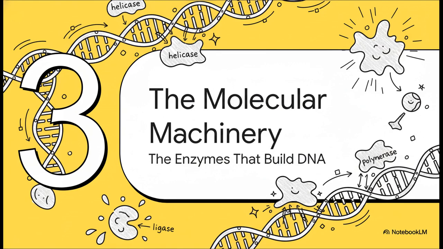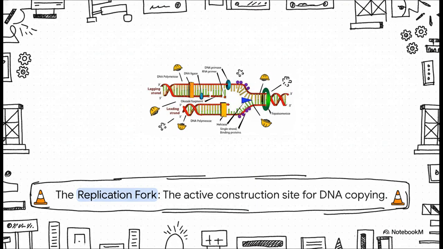This whole process isn't magic. It's carried out by an incredible team of tiny molecular machines we call enzymes. Let's meet the construction crew. All the action takes place right here, at something called the replication fork. This is that Y-shaped spot where the parent DNA is being unwound and the new strands are being built.